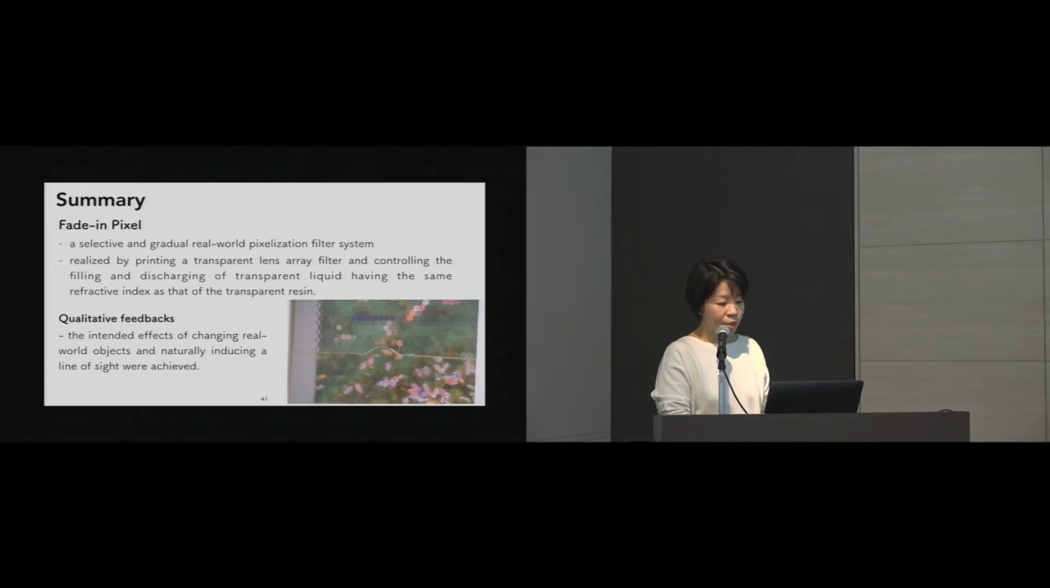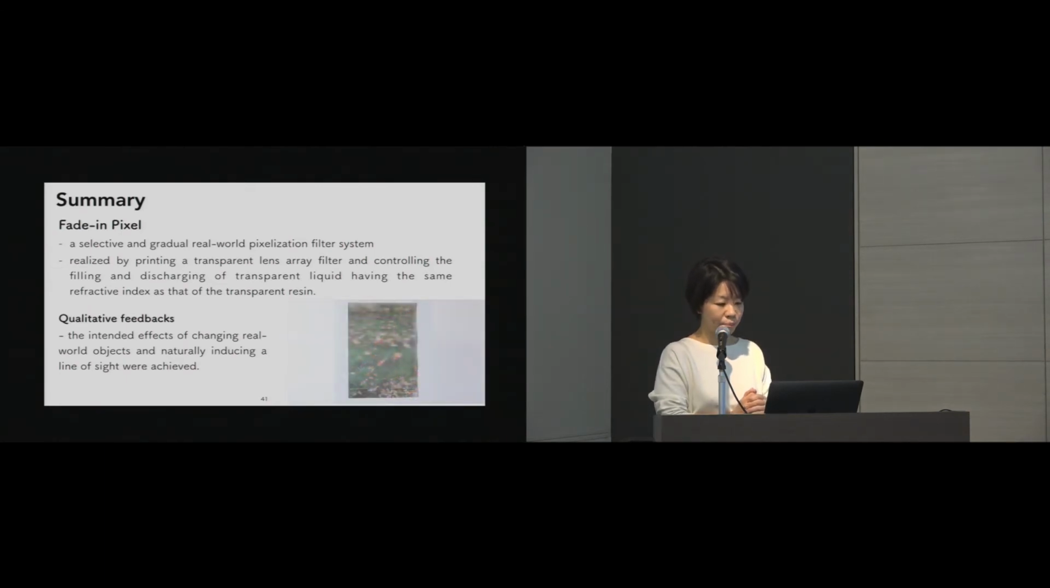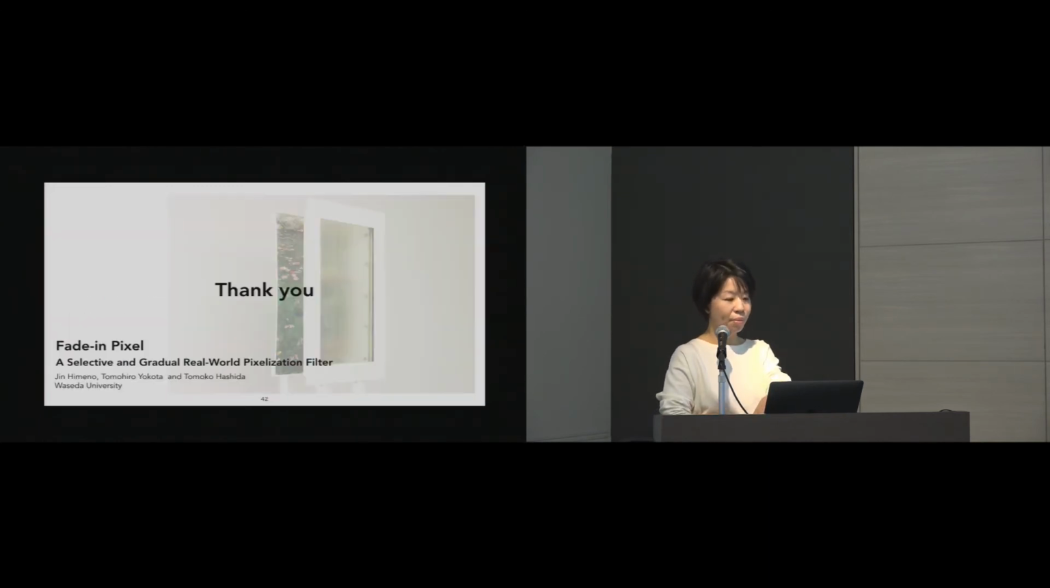I will now move on to the summary. Fairing Pixel is a transparent real-world pixelization filter system that enables gradual and selective object pixelization. Judging from users' behavior and remarks, it is suggested that the intended effects of changing the object are achieved. Our future work will address changing the degree of blurring dynamically depending on the real-world object, increasing the clearness of the image, exploring various gradual effects, and making filters in various sizes.